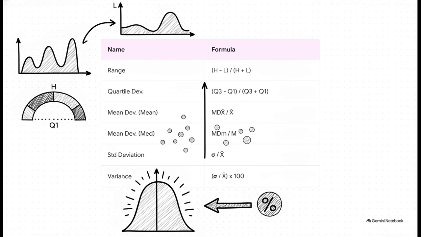From range at the top, handling our absolute extremes, all the way down to the coefficient of variance at the bottom, which translates our standard deviation into a clear percentage. Seeing them all together really highlights how similar they are conceptually, doesn't it? You're pretty much always taking a measure of absolute spread and dividing it by a measure of central tendency, or a sum of extremes. That's how you get that pure comparable ratio.